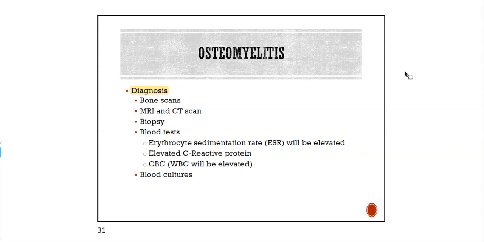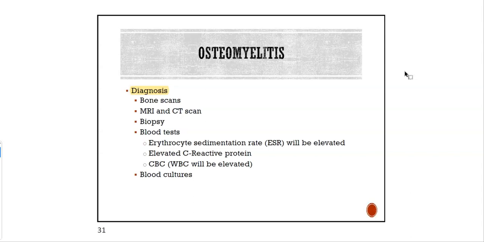And at times we may have blood cultures ordered. The main reason is because osteomyelitis signs and symptoms are very similar to your sepsis signs and symptoms. So you want to rule out sepsis, and at the same time, know that if we don't take care of osteomyelitis, it can lead to sepsis, right?